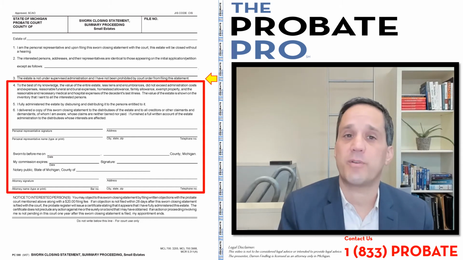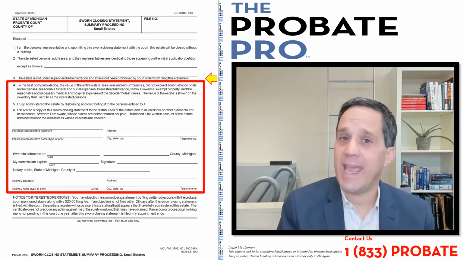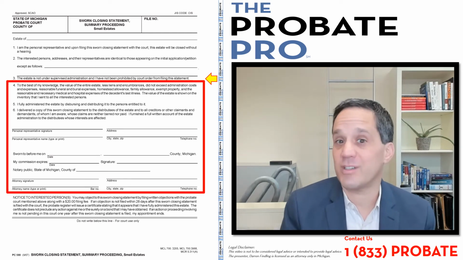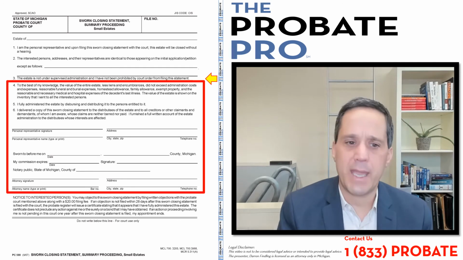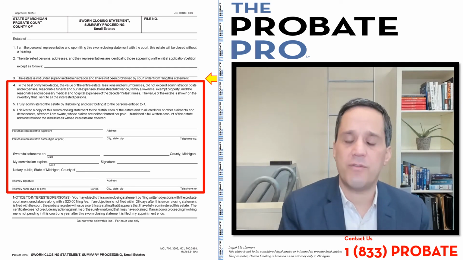Number 6 provides that you're providing a copy of the sworn statement to the distributees, the interested persons within the estate, and any creditors. So remember, even though those creditors may never see a dollar, may not get paid, the statute mandates that they also get notice of this filing.